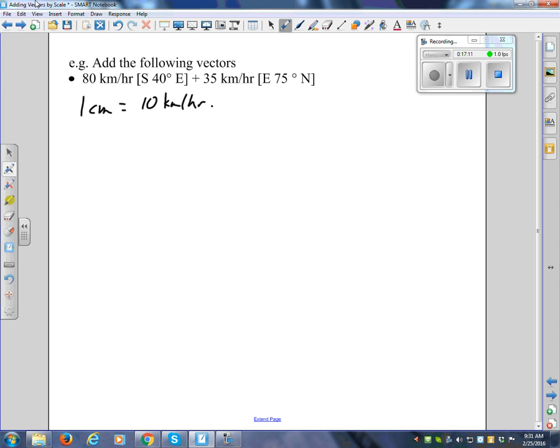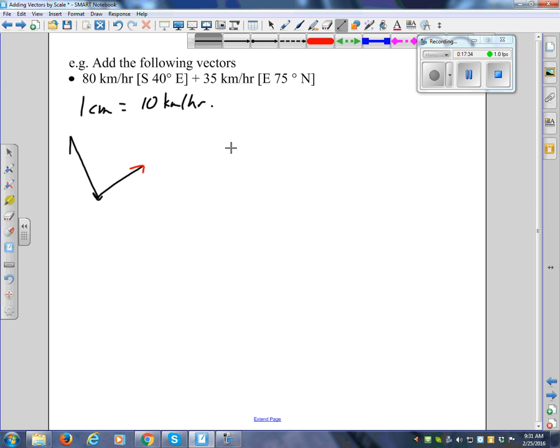South 40 east. And then east 75 north. This one's shorter. So roughly like that, right? Okay. Draw a reference line south. Again, it's easy for me because mine automatically puts it straight. You just draw the line and say, that's south. I define that as south.